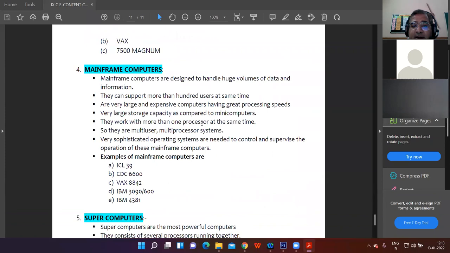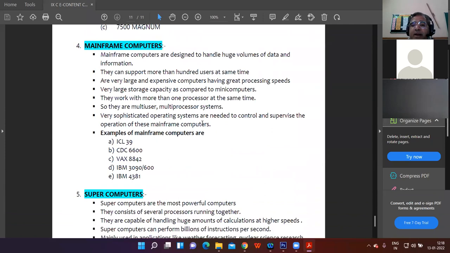Then comes the mainframe computer. Mainframe computers are very big in size, right? They are designed to handle very large amount of data. Almost in large scale multinational companies where bulk of data needs to be processed, we use the mainframe computers.